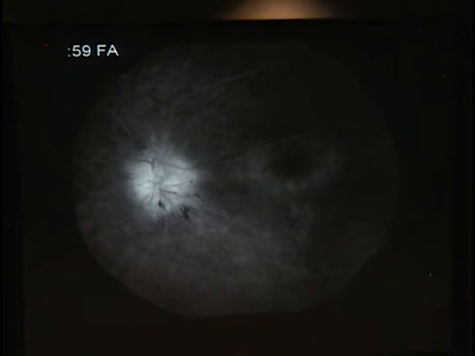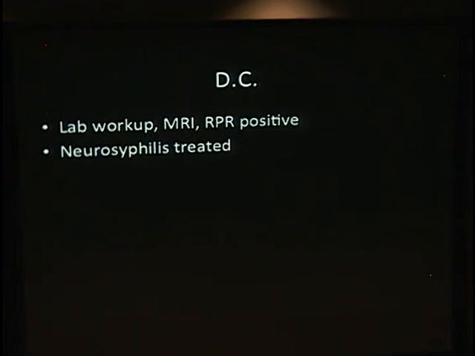So what does he have going on? He basically has an optic neuritis of some kind. So he had a lab workup, and again, his RPR was positive. He ended up being treated again for neurosyphilis. Some of these cases I have limited information on. Dr. Vitale probably has a lot more, but that's another presentation, just a patient with an optic nerve swelling. So you have to think about syphilis in that case as well.